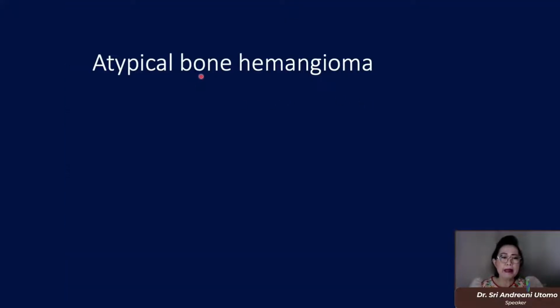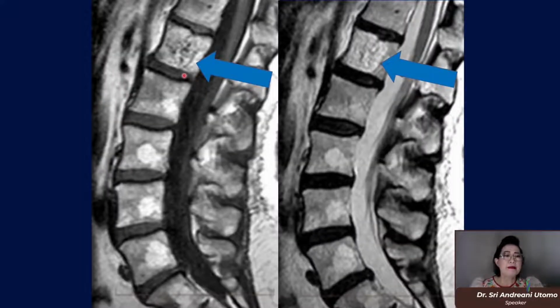Now, how about the atypical bone hemangioma? For the atypical bone hemangioma, there is irregular trabeculation that we can see, and hypointense signal in T1 and T2, and the adjacent fatty changes are not very clear. In T1 and in T2, it shows slight hyperintensity, and the outline is not very well defined.